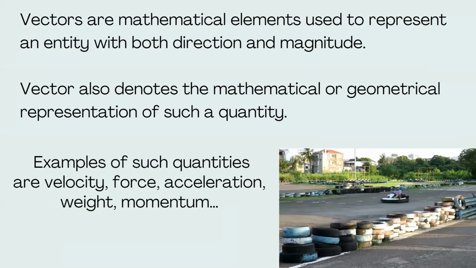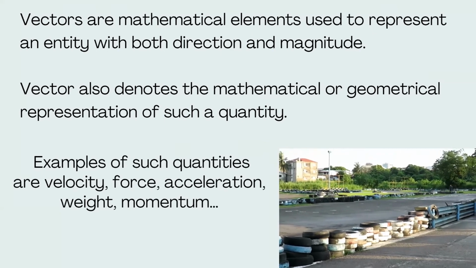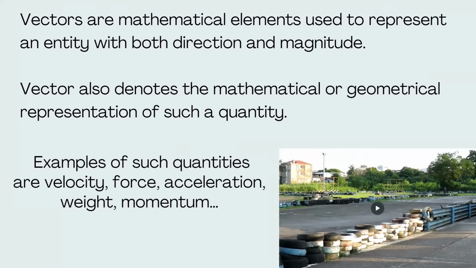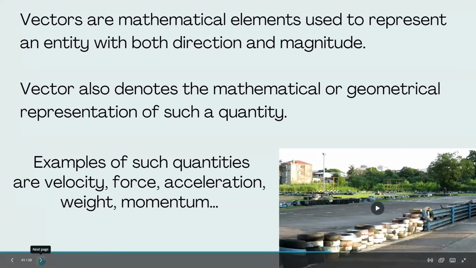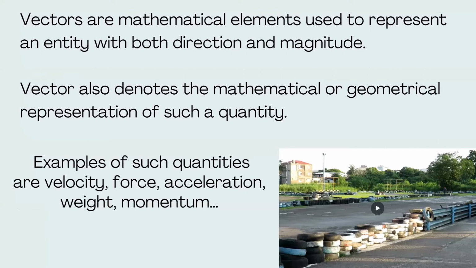Now we'll move on to the definition part of vectors. They can be called mathematical elements, which can be used to represent an entity which has both magnitude and direction. Now we know, right? When we have an idea about the magnitude and the direction, I was able to pick the cup of coffee, or maybe tea, at the first attempt. So vectors denote the mathematical or the geometrical representation of such a quantity. And we know examples of so many quantities we have studied in our classes: velocity, force, acceleration, weight, or momentum. I know most of you have solved so many problems with all these concepts.